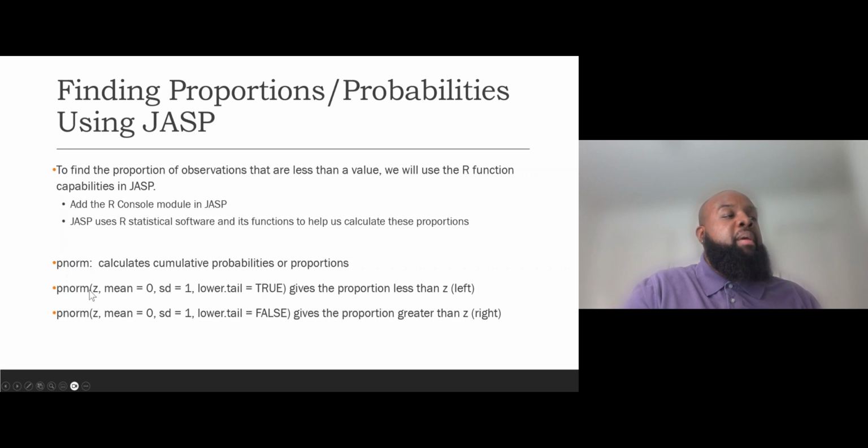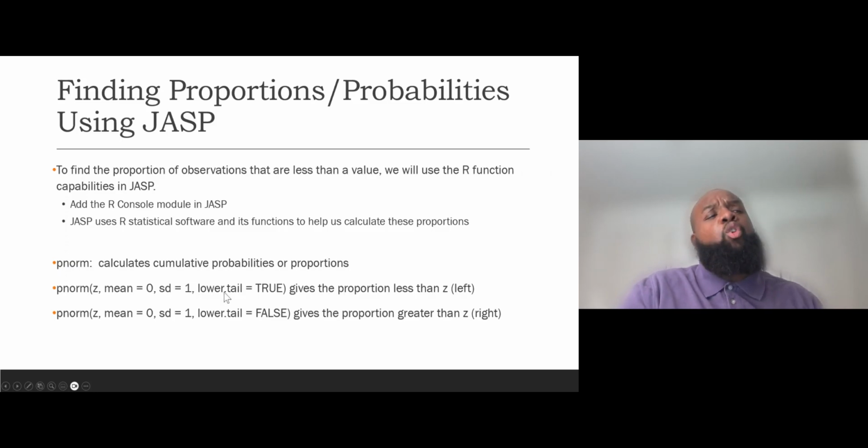When I use this pnorm, it's telling me to go to the normal distribution. And I put my value of z, separated by a comma, and I'm going to tell R the mean of that distribution. Well, for the standard normal distribution, it is 0. Then I'm going to do a comma. Standard deviation is abbreviated in R or JASP with sd. So I'm going to use sd equals, and for a standard normal distribution, the standard deviation is 1.